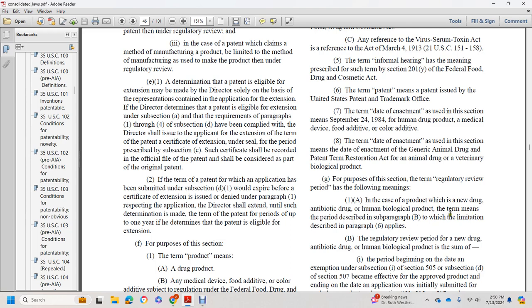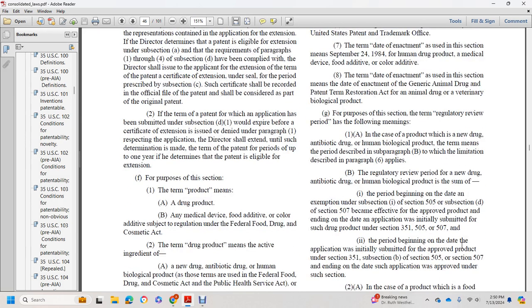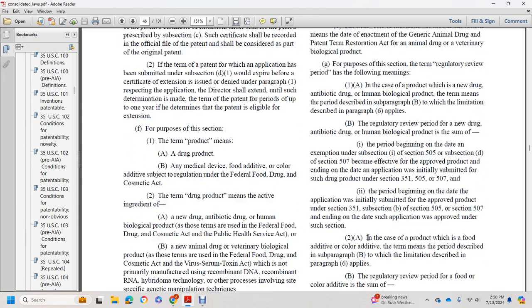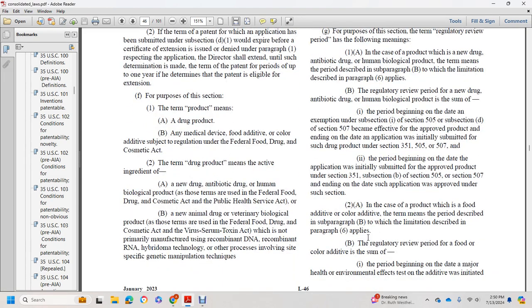paragraph (B), with limitations described in paragraph (6) applying. The regulatory review period for a new drug, antibiotic drug, or human biological product is the sum of the period beginning on the date an exemption under subsection (i) of section 505 or subsection (d) of section 507 became effective for the product and ending on the date an application was initially submitted with respect to the drug product under section 351, 505, or 507, and the period beginning on the date such application was initially submitted and ending on the date such application was approved under such section.